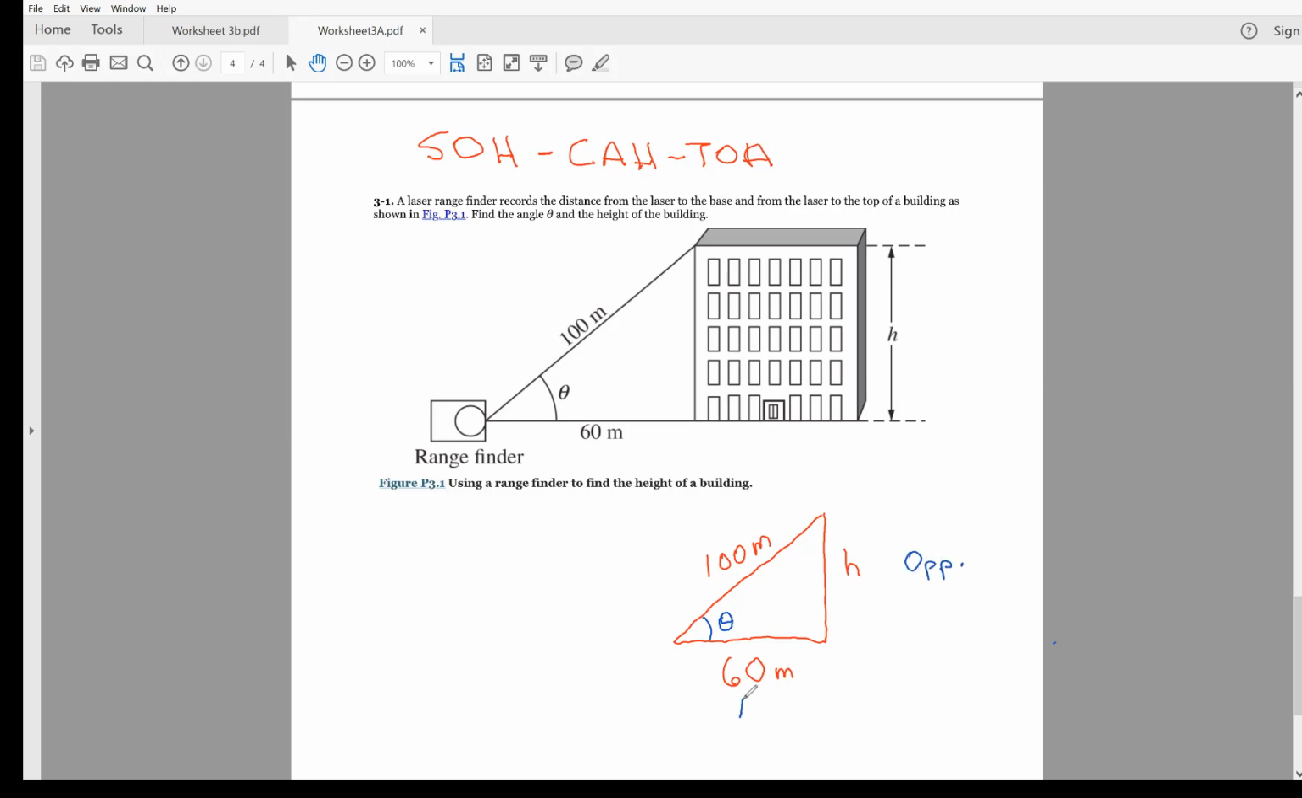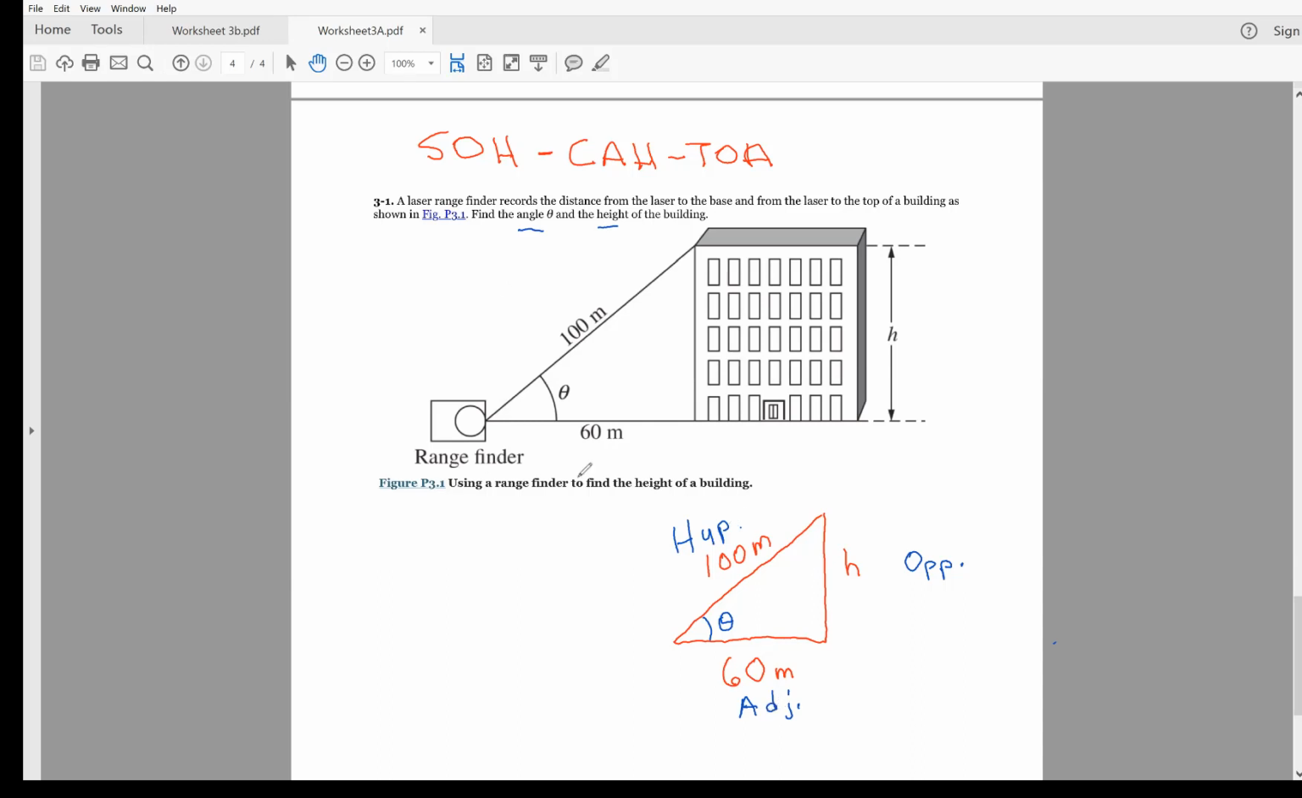My adjacent is here, adjacent to that angle. And this, you would call this the hypotenuse, which I think you would know. Okay, so now I have my adjacent, my opposite, and my hypotenuse. So we want to find the angle and the height. Well, how do I find the angle? I have the adjacent and I have the hypotenuse.